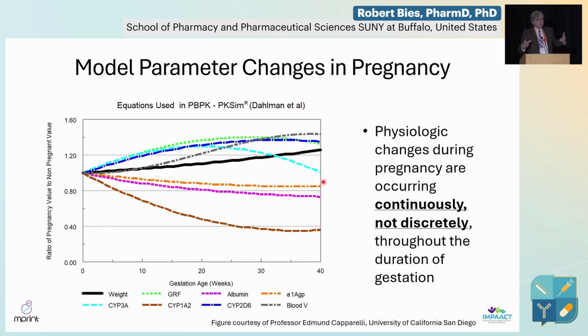So that table shows these parameters changing discretely, but it's much more likely that these are continuous changes. And so if you consider the physiologic parameters used in the Dallmann model, and look at these across the period from conception to delivery, you can get a much more granular sense of how disposition is changing. For example, we see here albumin decreasing continuously over this period. We have CYP3A increasing and then decreasing, for example.